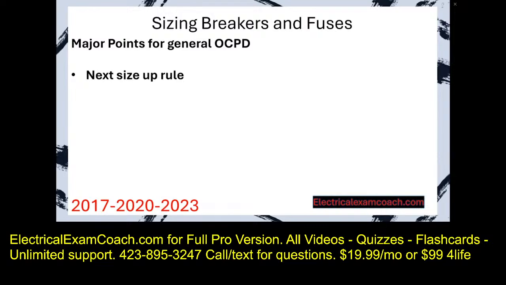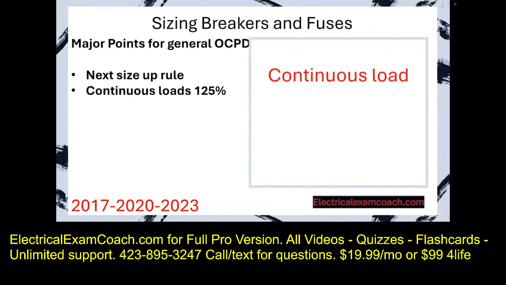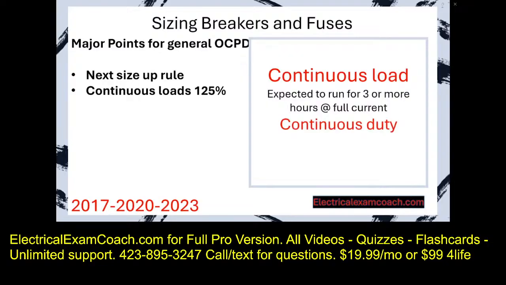The next major point is going to be continuous loads at 125%. There are two different names that you may see: continuous load or continuous duty. A continuous load is defined as expected to run for 3 or more hours at full current. And in the exam prep world, it's going to look like this. You have a load that's known to run for 5 hours. What would the blah, blah, blah? And it'll ask you for wire size or breaker size. Or it might say 5 hours or 10 hours. It doesn't matter how many hours it is. If it's 3 or more, it's considered a continuous load.